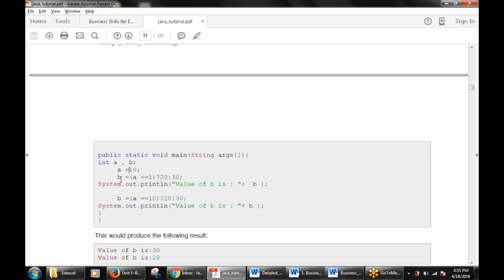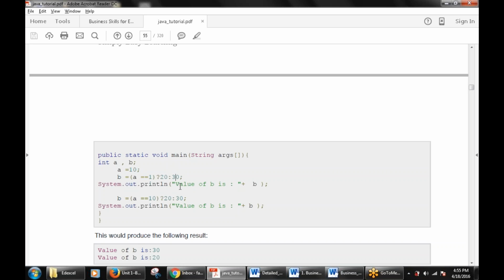That is a equals to 10, b equals to a equals to 1. Now check for the condition. This is the conditional operator, that is the category of the miscellaneous part. That is b equals to a equals to 1. Now check for a, that is a equals to 1. If a equals to 1, then give the output as 20, otherwise give the output as 30.